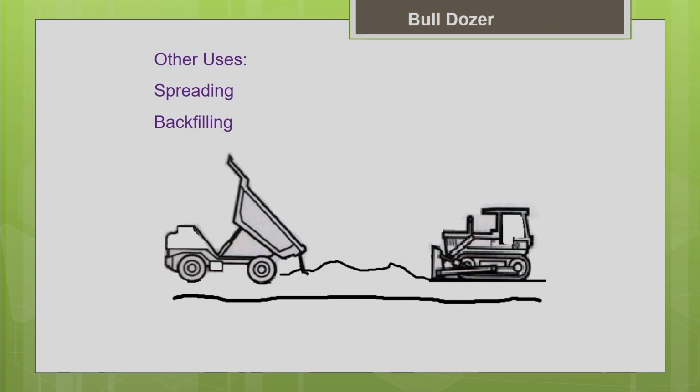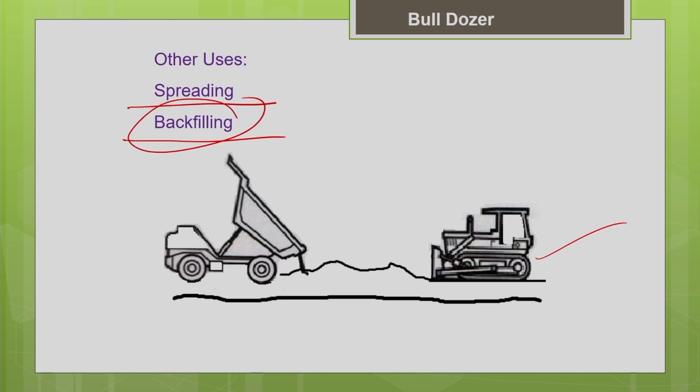The bulldozer can be used for spreading and backfilling. Here you can see an example of spreading, which you very commonly see in road construction. The hauling equipment, a truck, will dump the material, and your bulldozer is used for uniformly spreading it and compacting it to the required thickness. So it helps in spreading the material.